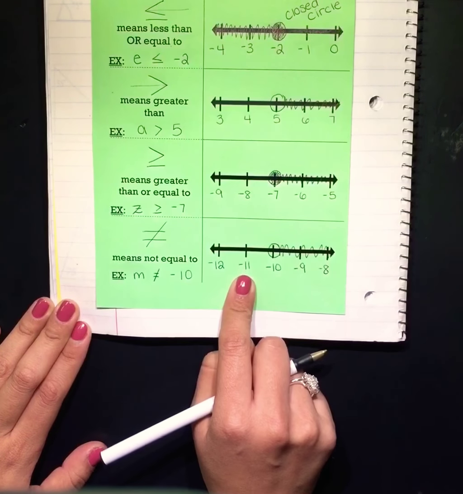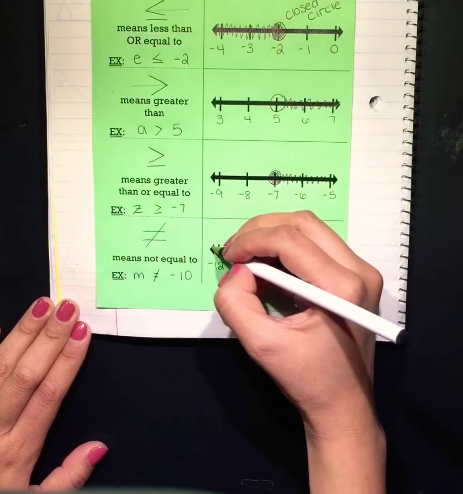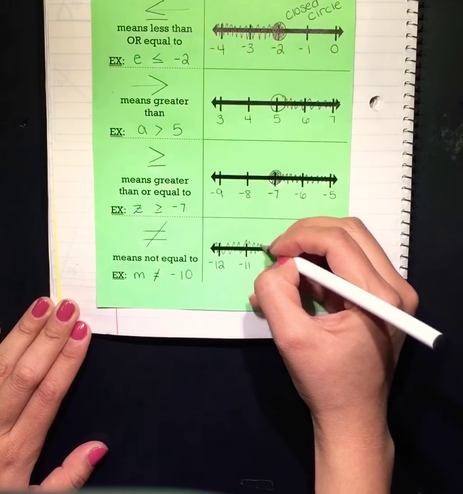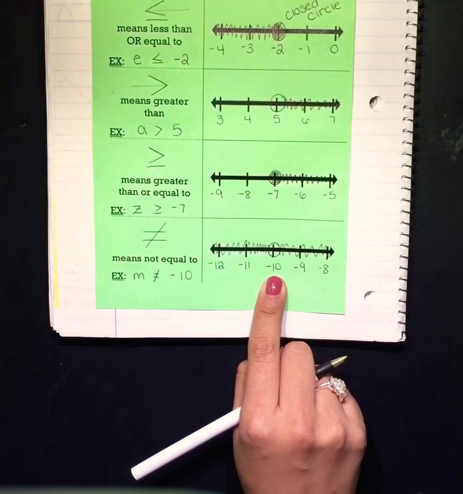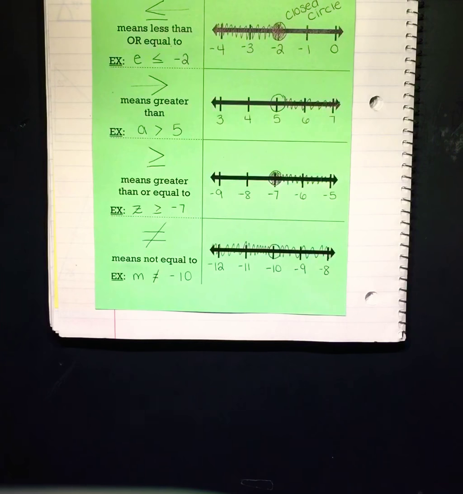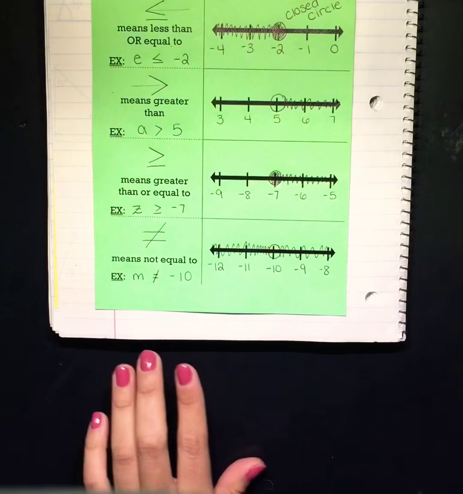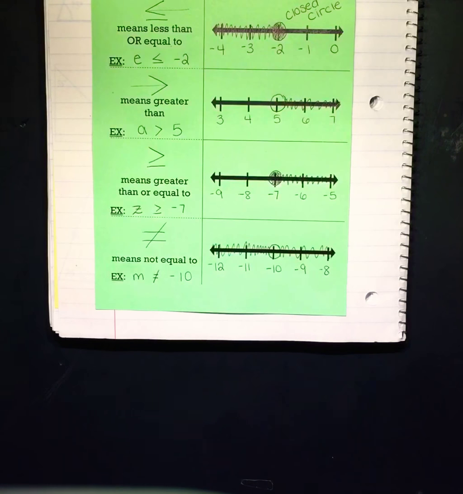Can it be -11? Yes. -12? That's all? So coloreamos toda la línea menos el -10. We color all the numbers both ways, just not that -10. That's what that open circle means. Not this number, but all the other numbers. Okay, any questions for me? No?